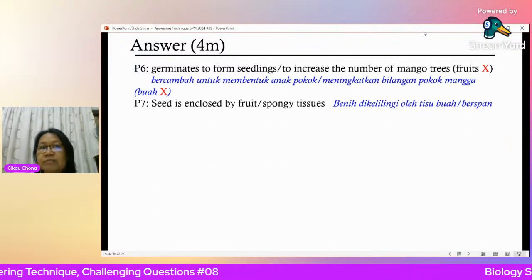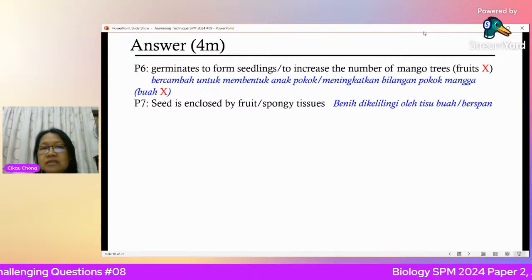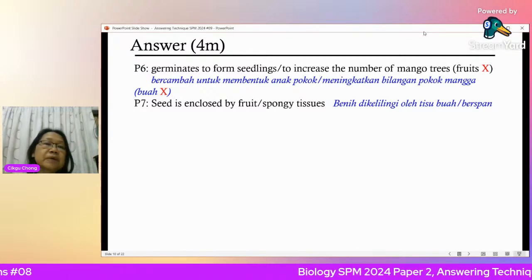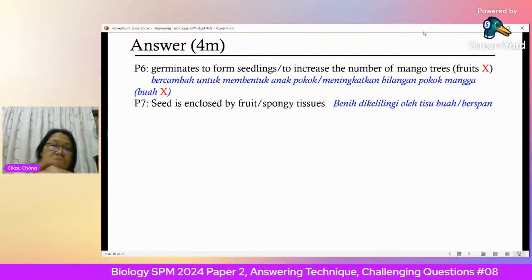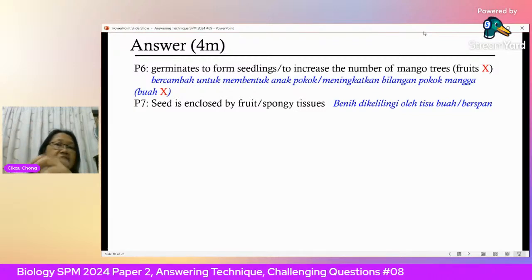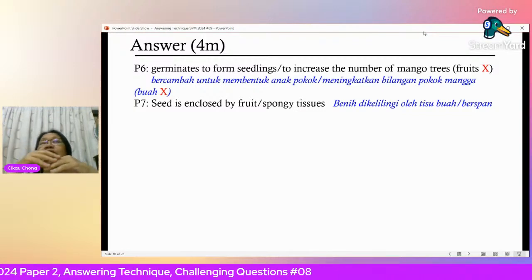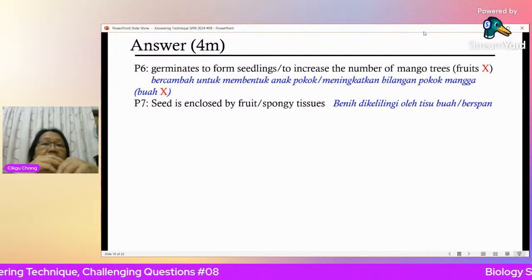Okay, P7, the next point. Seed is enclosed by spongy tissues of fruit. You see, the seed is always found in the fruit. So after you eat all the fleshy part, the sweet part, right? Like for example, the papaya, you are left with a lot of seeds, right?